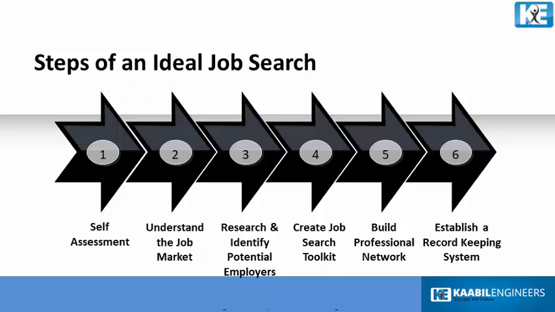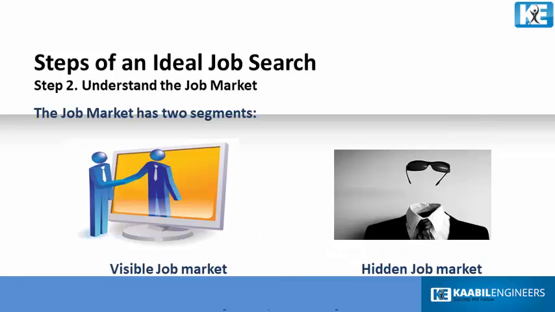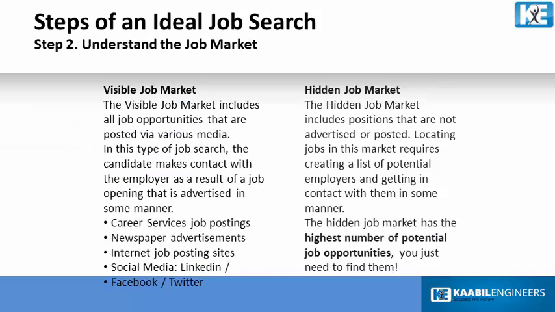So the next step is to understand the job market, right? So understanding the job market, there are two types of job markets. One is the visible job market, which means the online portals where you get many advertisements of jobs, and newspapers and classifieds and whatnot. And the hidden job market is basically the job market where the positions are filled up internally, right?